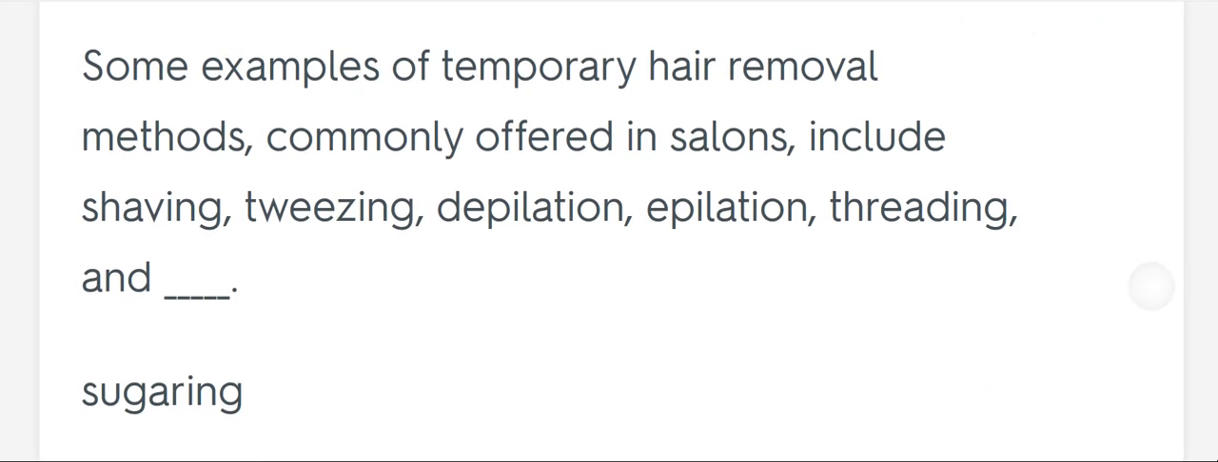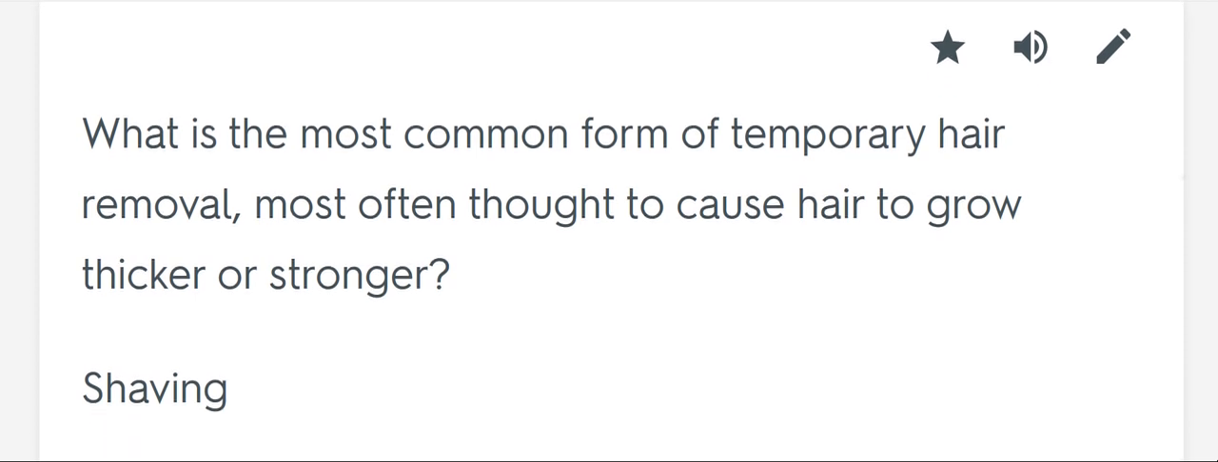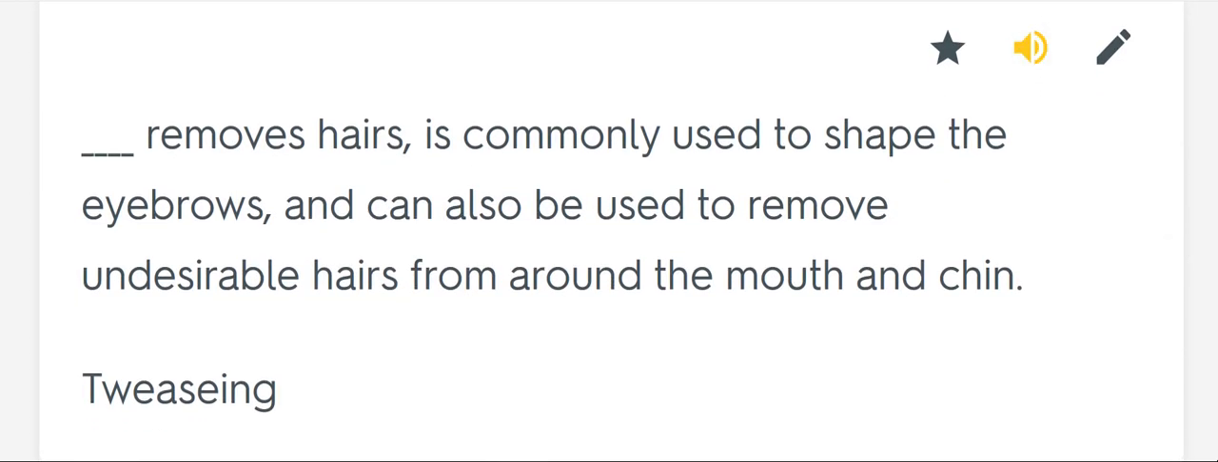Some examples of temporary hair removal methods commonly offered in salons include shaving, tweezing, depilation, epilation, threading, and sugaring. What is the most common form of temporary hair removal, most often thought to cause hair to grow thicker or stronger? Shaving. Tweezing removes hairs, is commonly used to shape the eyebrows, and can also be used to remove undesirable hairs from around the mouth and chin. Tweezing.